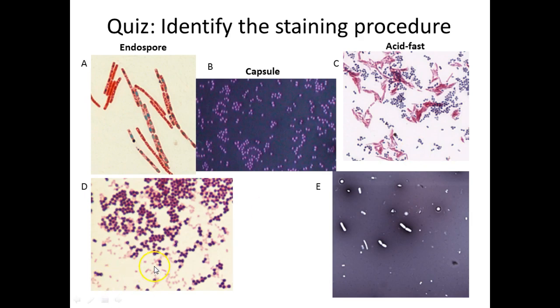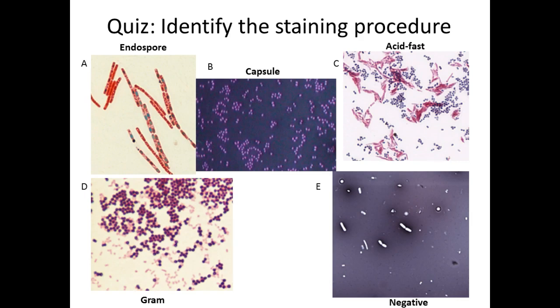This one you see purple and pink, so that one's our gram stain. And this one, what do you see? Negative stain. Just the background stain, right? So it's a negative stain. You'll see all 5 of these on your test next week.